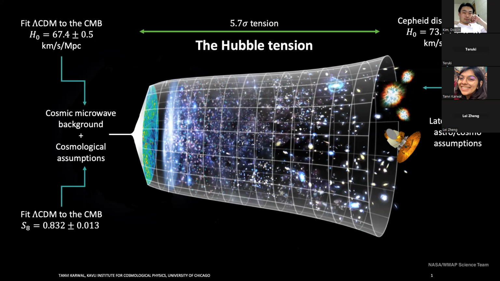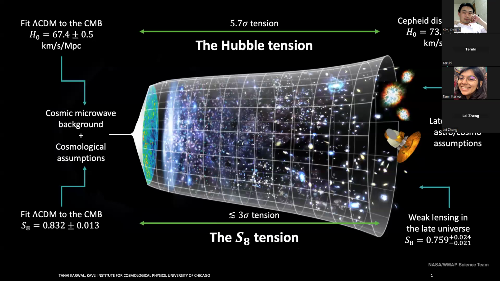We get one number. In the late universe, we can look at how galaxies are lensed by other masses in front of them. Any mass in front of a galaxy will slightly distort its shape. That's what weak lensing does. And we can get another measure of the same parameter from there, including some cosmological assumptions. These parameters, again, have a small tension between them. Not as big as the Hubble tension, but certainly at a level that's interesting to think about.